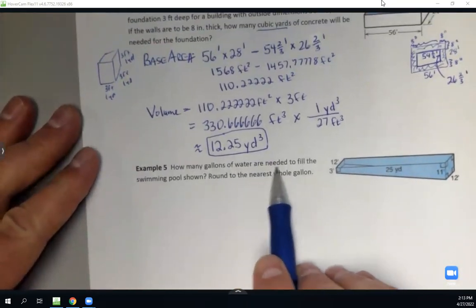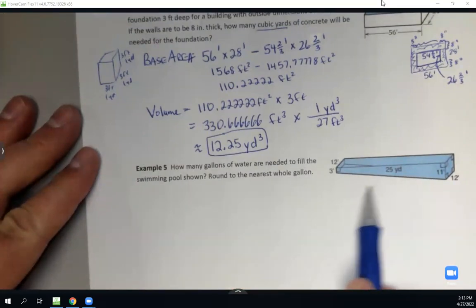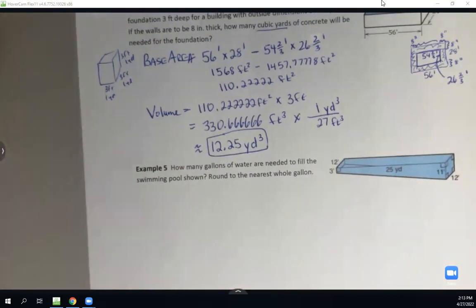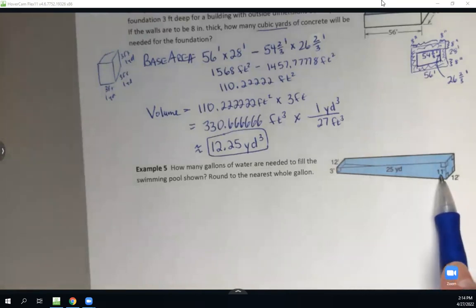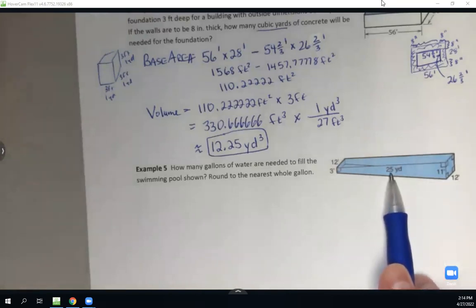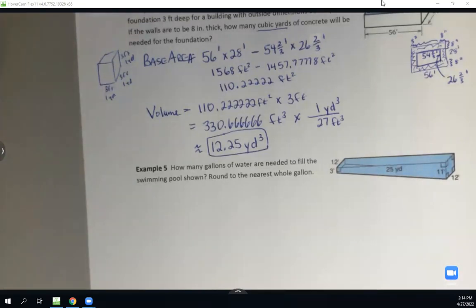How many gallons of water are needed to fill the swimming pool shown? Round to the nearest whole gallon. Okay. So this is a fairly typical looking pool. Again, I want to point out that on these application problems, you have to pay attention to the units, because sometimes they're mixed up. So for example, 3 feet, 12 feet, 12 feet, 11 feet, but 25 yards. So we have to pay attention to the fact that we've got a mix of units there.